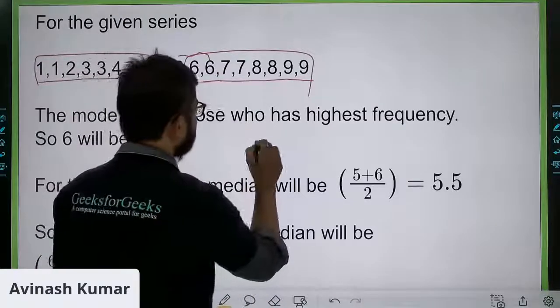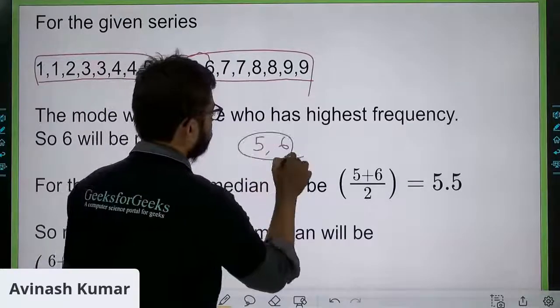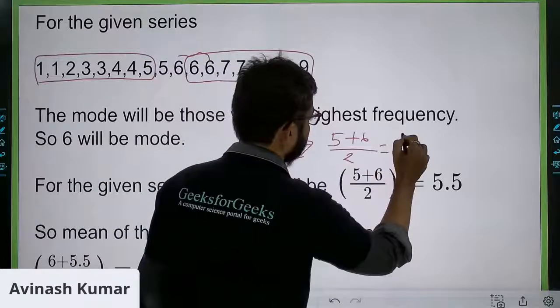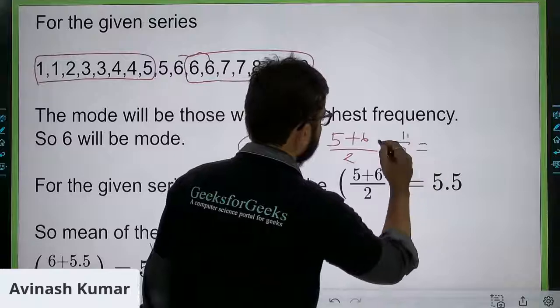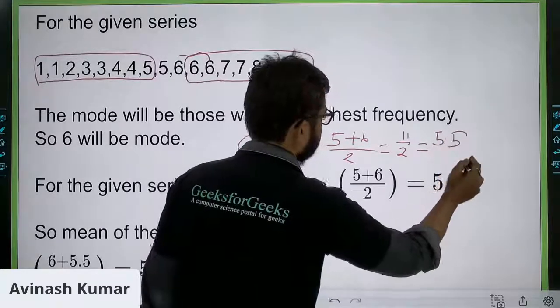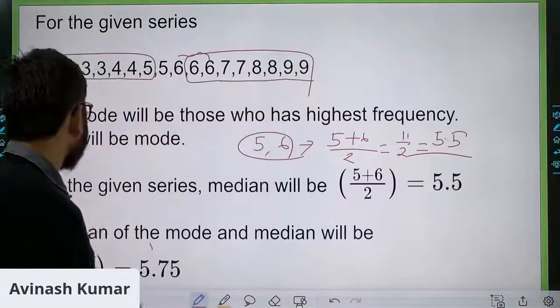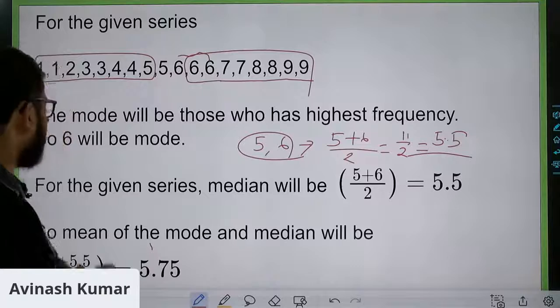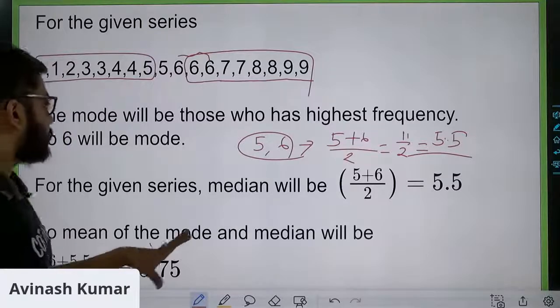These 2 digits are 5 and 6. I'm going to take the average of these. So 5 plus 6 divided by 2 is 11 by 2, which is 5.5. So our mode came as 6, and our median came as 5.5.